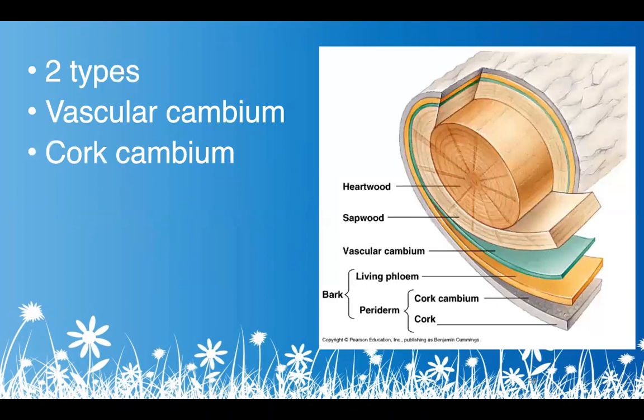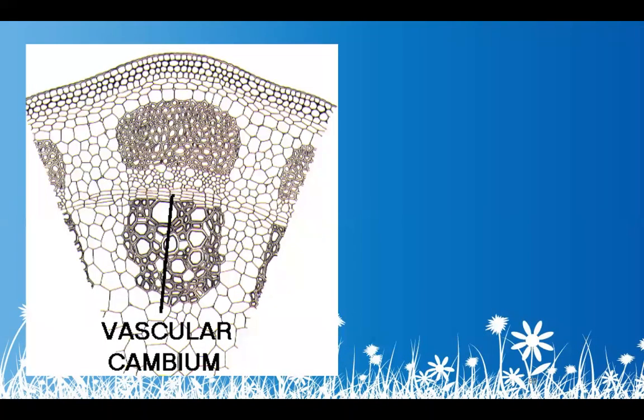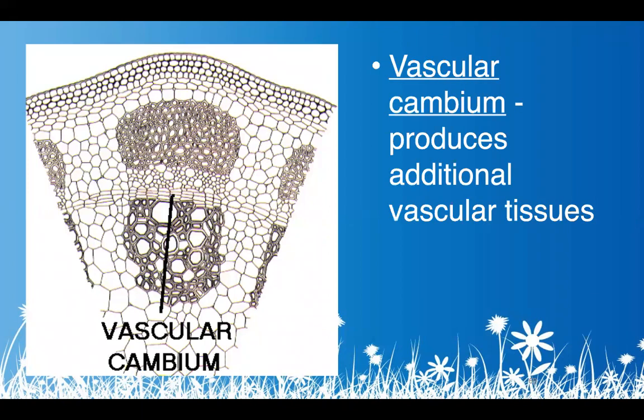Now, for lateral meristem, there are two specific types. There's vascular cambium and cork cambium. Vascular cambium is going to produce additional vascular tissues. Now, here is a cross-section of a dicot. Could be a stem or a root, actually. I think it's a stem. Anyway, you see there's a distinct area here, there is a distinct area here, and then in the middle you have your vascular cambium.